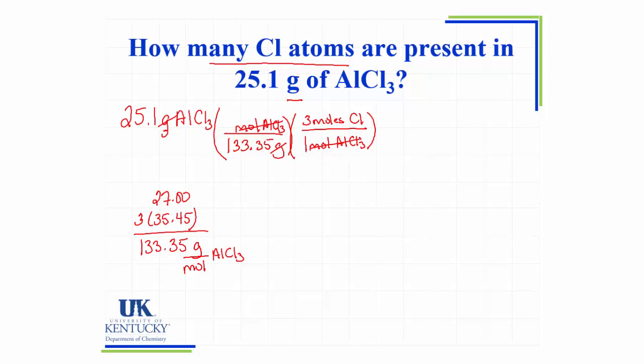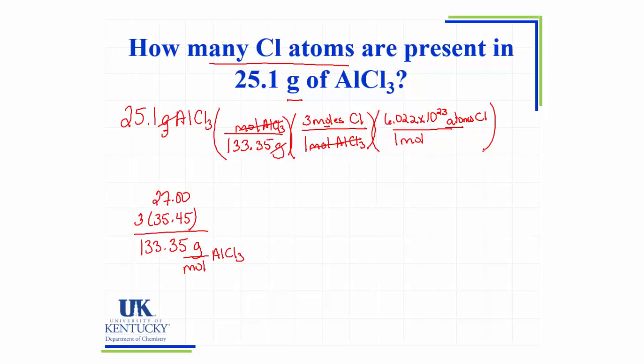Because it says how many chlorine atoms, we don't want to leave that in terms of moles. We want to find out how many atoms we actually have. So now I can use Avogadro's number. Because moles is on the top in this step here, I'm going to need moles on the bottom in the next step. So 1 mole is 6.022 times 10 to the 23rd atoms of chlorine.